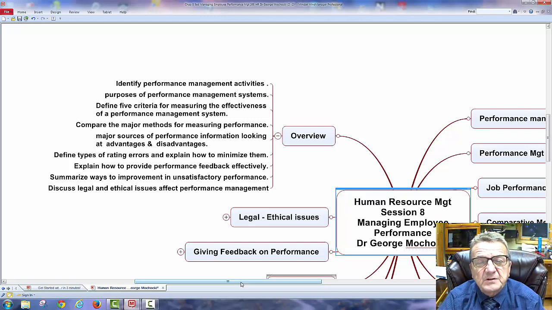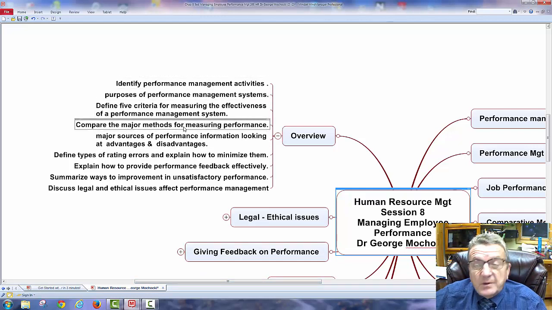Identifying performance management activities. What kind of management activities? All management has some kind of performance element. How do I make sure they're consistent, ethical, legal, and that it helps me motivate the employee and reward the employee adequately? Define five criteria for measuring effectiveness compared to major methods for measuring performance. We're going to talk a little bit about this. Define the types of rating errors.